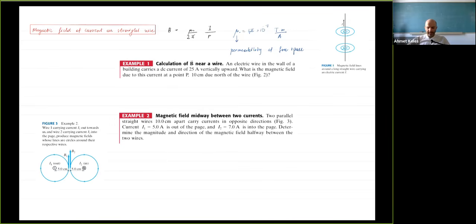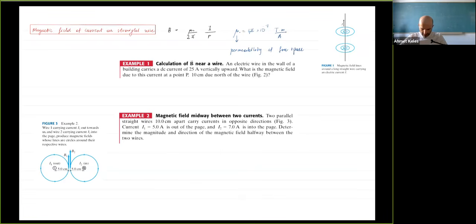So this number is exact because this is actually the definition of magnetic field, which we'll come to in a little bit. Maybe we can solve an example and see how this works. So this is example 1, calculation of B near a wire.